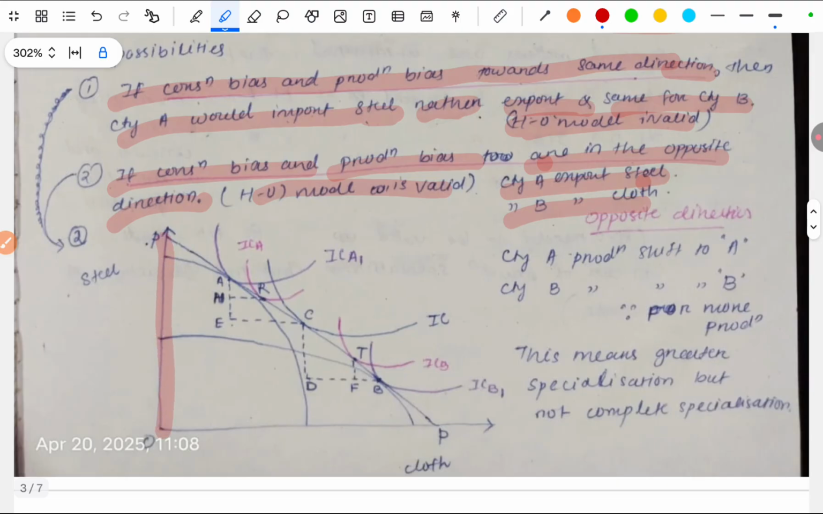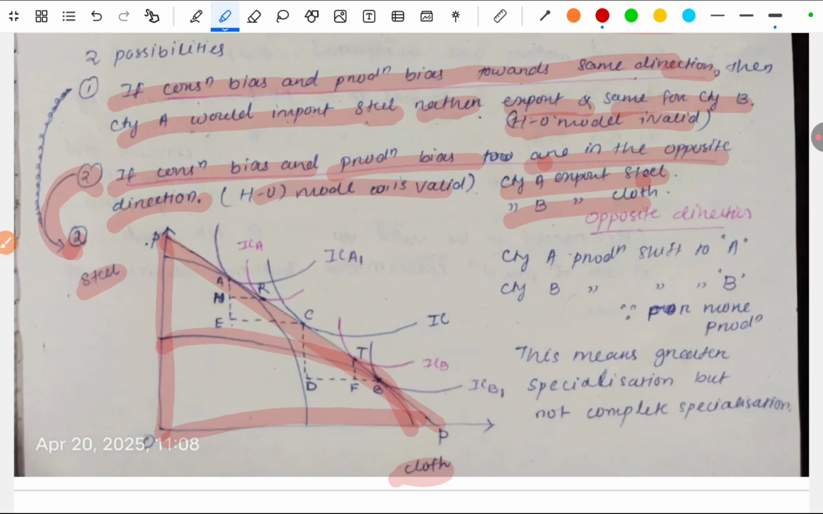The diagram will help us understand. This is the y-axis, this is the x-axis. On one axis we take steel, on the other axis we take cloth. So this is the example of when the consumption bias and production bias are in the opposite direction. This is the PP line. We said that iso cost line. This is the production function for country B. This is the production function for country A. This is the indifference curve for both consumers, when both consumers have the same taste.